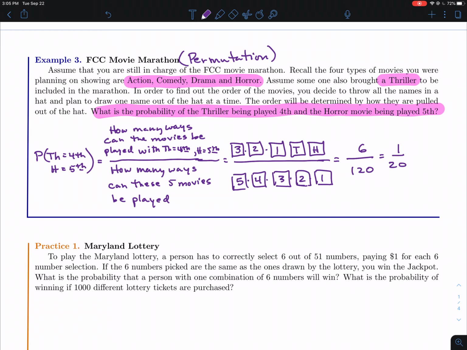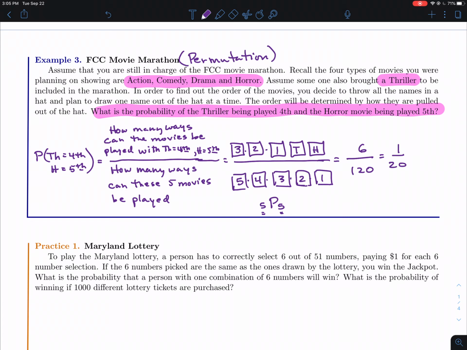All right. Now, if you wanted to do this using the P formula, again, I'm going to start down at the bottom. So notice we've got 5 movies and we chose all 5 of them. So in formula form, this would just look like 5P5. There were 5 total movies, and we chose all 5 movies to play, so it'd be 5P5.